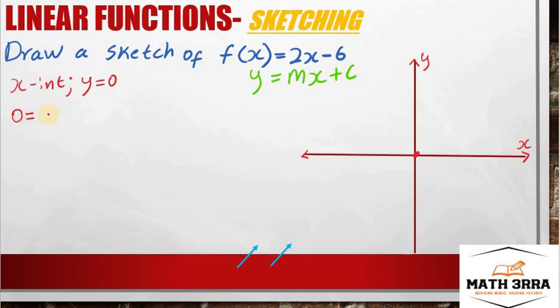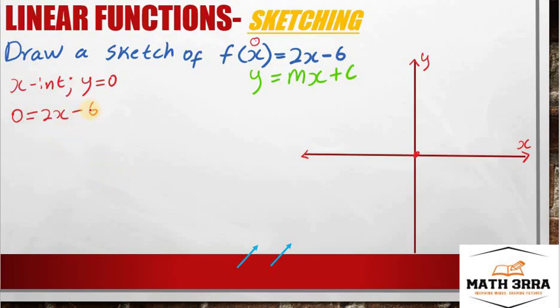Y is equal to mx plus c, which is 2x minus 6. Note, for those of you that didn't pick it up, that I said 0 is equal to 2x minus 6, which is the same as what we have here, except in place of f of x I replaced it with 0, seeing as along the x-axis, y is equal to 0. So I substituted 0 for y.